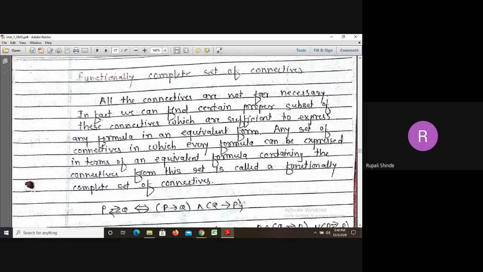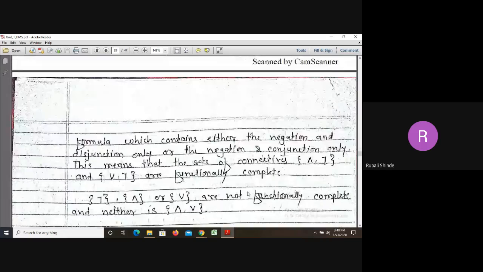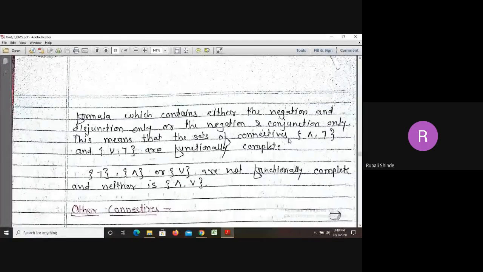So that is given here. These are some functionally complete sets of connectives. That is, the first set is and comma negation, and the second one is or comma negation. So these are the functionally complete sets of connectives. We can't say that negation alone, or and alone, are functionally complete. So these are not functionally complete sets of connectives.